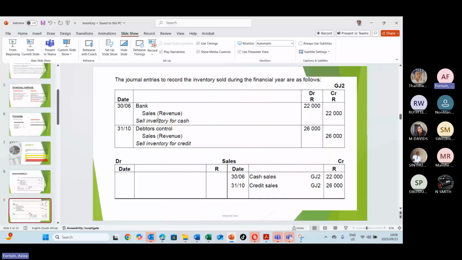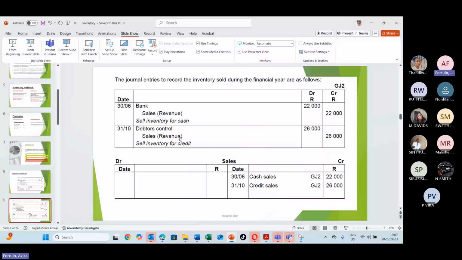Didn't you sell the inventory? Hello? No, we sold inventory, but we sold it, I think, for the 22,000. We sold it for cash. So we debit the bank and we credit sales. Yes. Okay, so why are you guys so surprised that I'm saying, didn't you debit the bank? It's like you're saying we're wrong. No, I'm asking, didn't you debit the bank?